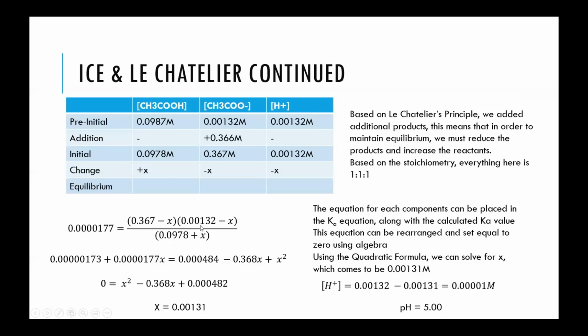So front plus outside plus inside plus last. And that gives you this value. And you're then dividing that by 0.0987 plus x. And this gives an x value here of 0.00131. This can then be plugged back into the change equation. So once you have this x value, you're plugging that back in to finally determine what are the equilibrium concentrations.